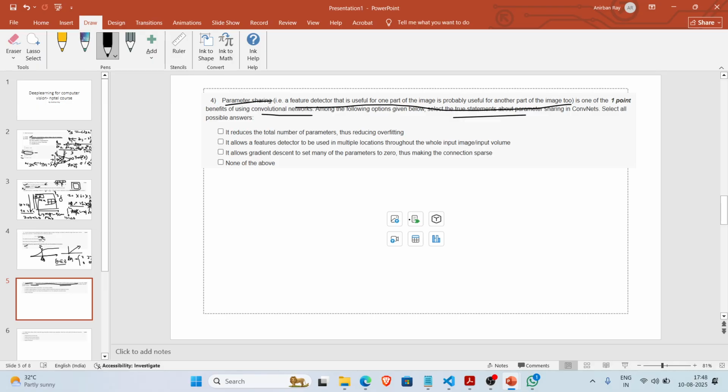So that is parameter sharing in convolutional network, which you don't have in a fully connected neural network. It reduces the total number of parameters, thus reducing overfitting. It can be used in multiple places also.